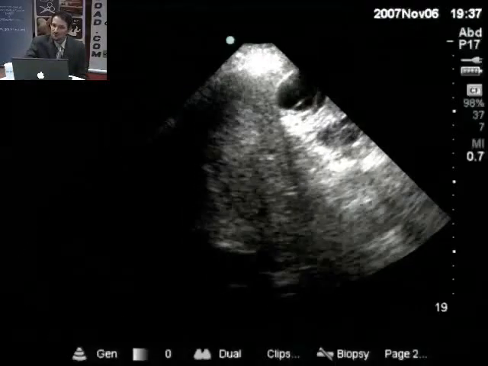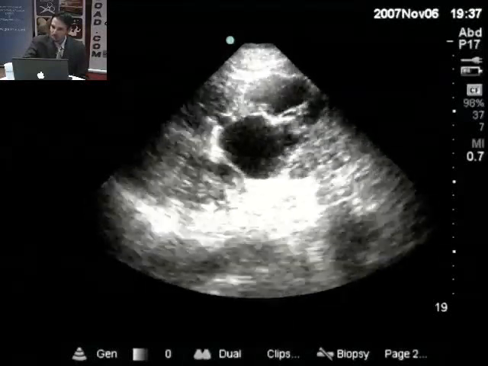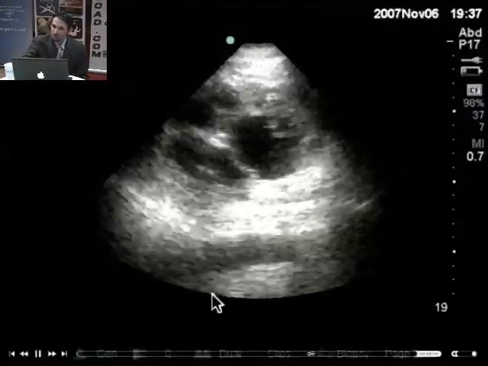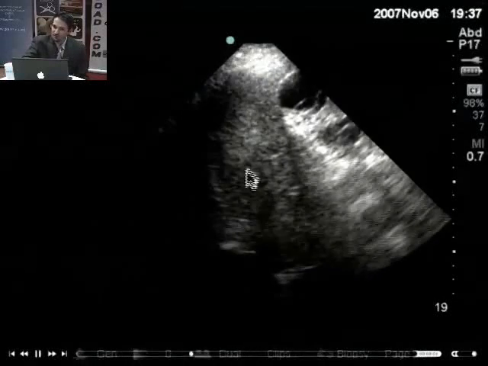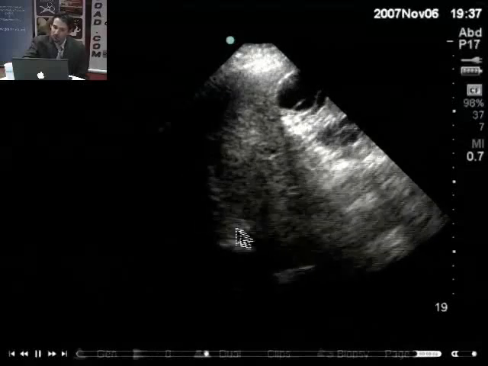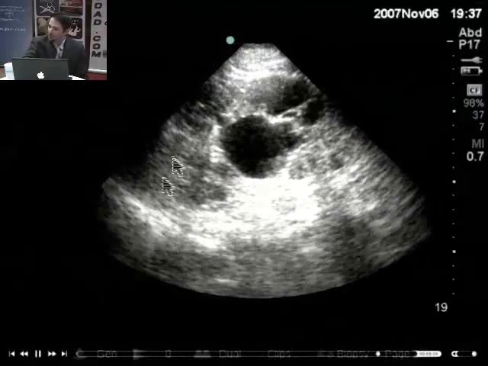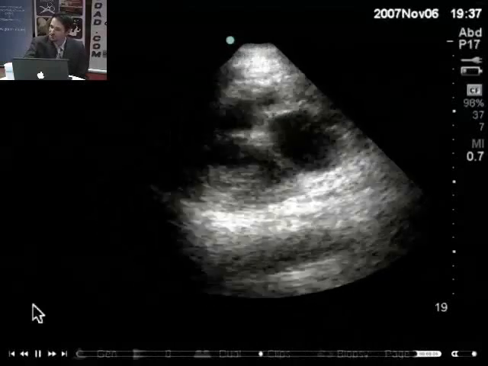How about this kidney? It looks unrecognizable. The entire architecture of this kidney has just been replaced with cysts. Here's the liver here for orientation, the diaphragm, and then we go below the next rib here, and here's the kidney, or where you expect the kidney to be, and it's just cysts. And this is polycystic kidney disease.